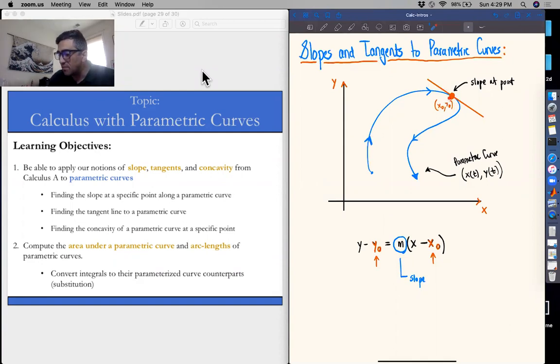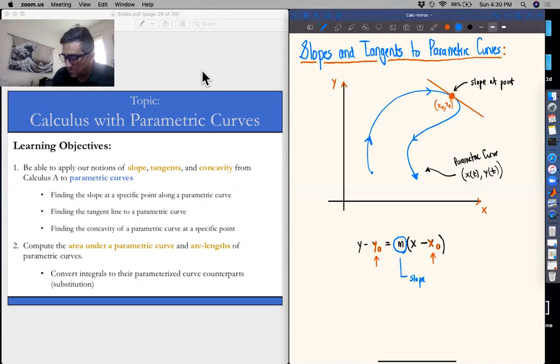So if we're given the point along the curve, say at x0, y0, this is again just some point like 2, 5 or something along that curve, we would just plug in the x and y values accordingly in that point slope formula. The last thing we need though is the slope of that tangent line, or the slope along the curve at that particular point.